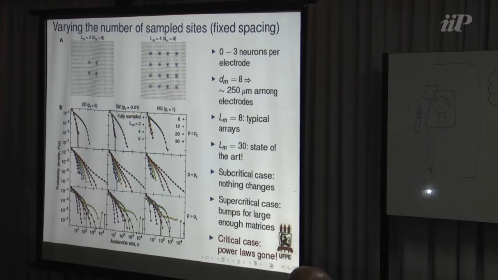One real quick question. The data that you got from the anesthetized animal, you showed that it didn't have a shape collapse for the waiting times? So it was not critical, is that correct? When it's anesthetized, it's not critical?